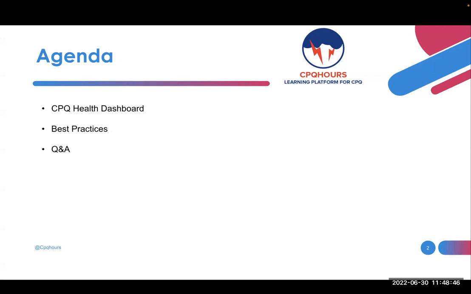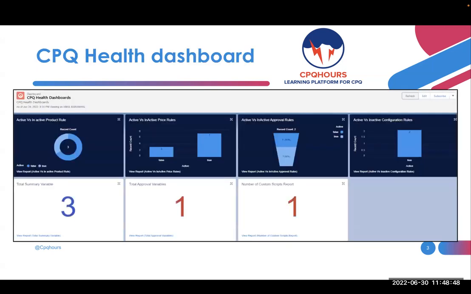I'm moving to my next slide deck where I'm going to discuss the CPQ Health Dashboard. The purpose of this dashboard is basically to analyze all the product rules, price rules, approval rules, and configuration rules, and how many of the approval rules, configuration rules and price rules are active and inactive.